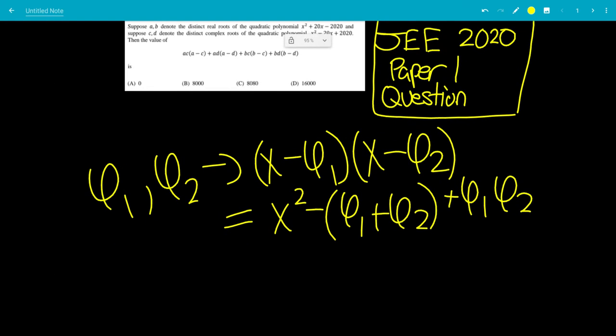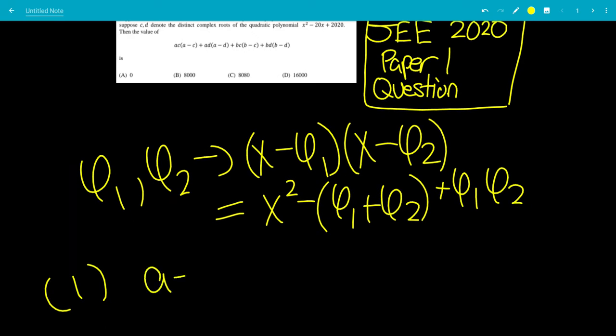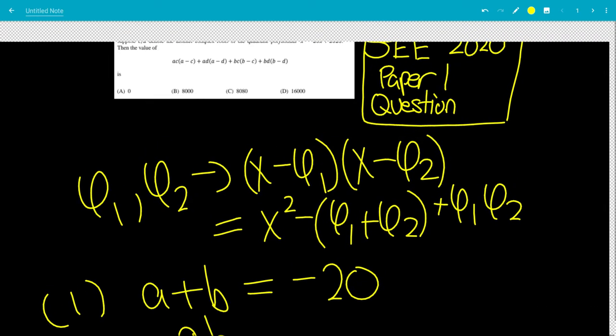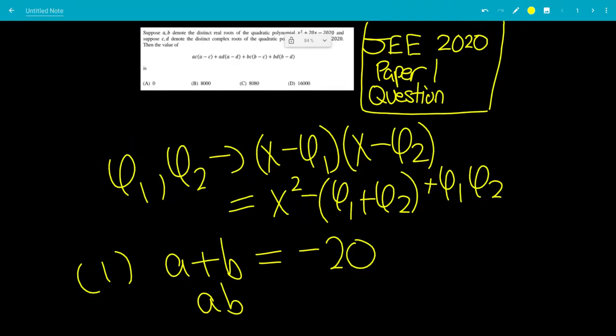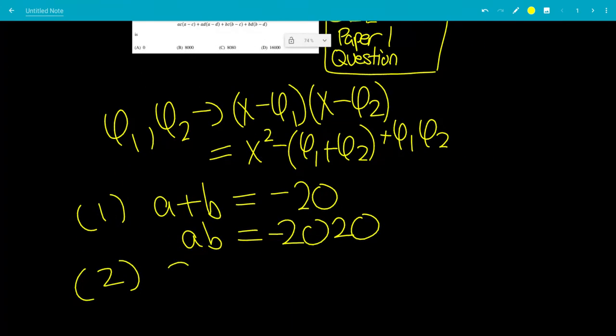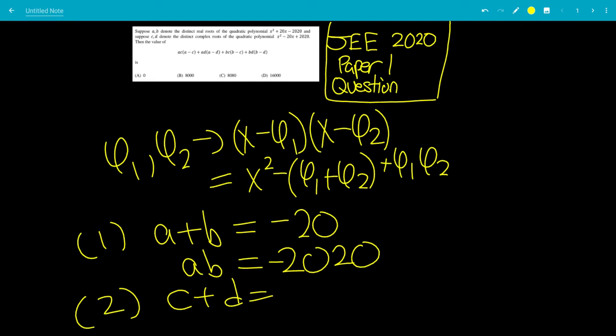In this case, for the first equation, we would have that a plus b, which is the sum of our roots, is equal to minus 20 because it's the negative version. And ab, just looking at it, would be negative 2020. So for the second equation, we have c plus d will be 20, and cd will be 2020.